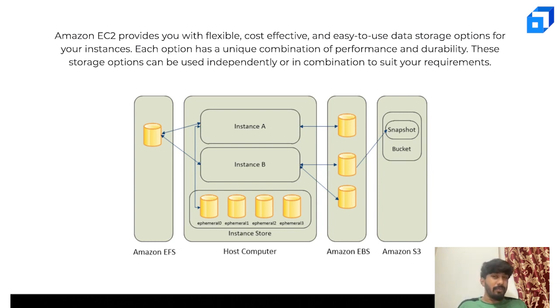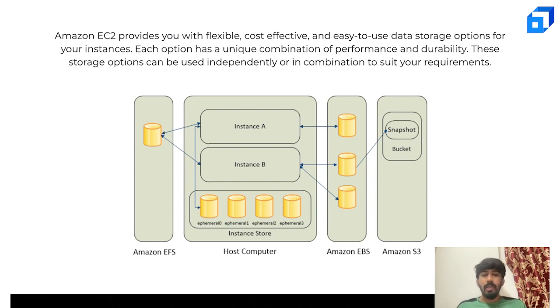So there are different kinds of storage which you can use in Amazon Web Services. These are some of them, and that's what we're going to see. Amazon EC2 provides you with flexible, cost-effective, and easy to use data storage options for your instances. Each option has a unique combination of performance and durability. These storage options can be used independently or in combination to suit your requirements. So basically they provide you flexible, cost-effective options in terms of storage for your EC2 instances.